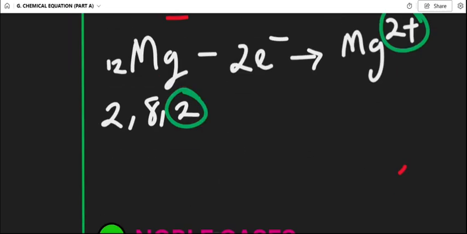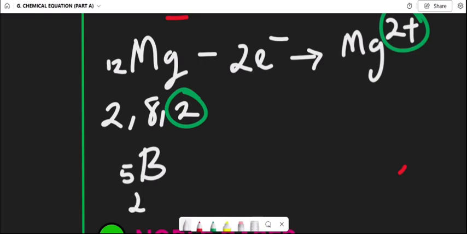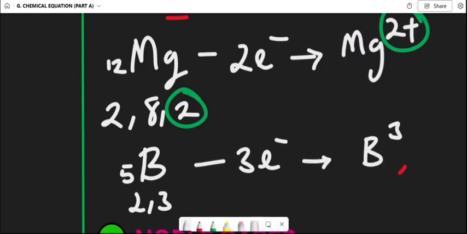Likewise, when you consider boron, which is number 5, and that's 2, 3, the valency is 3. That means it's going to lose 3 electrons, and that will be written as B3+. So the valency of boron is +3. So any element in which the valency ranges from 1 to 3 is always giving out electrons, and that is how we write it, for example as +3.